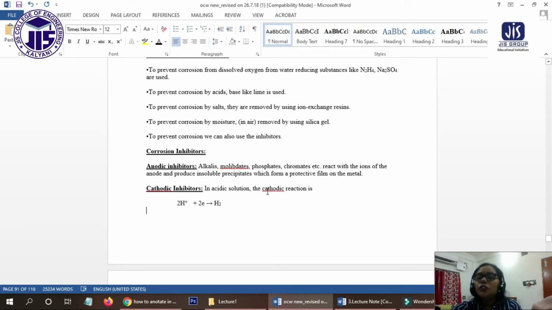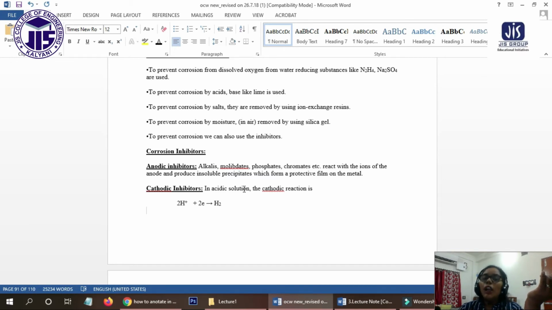So if we use phosphates or chromates or molybdates, what will happen at the anode? We have metal positive ions. That means the metal will form metal molybdates, metal phosphates, metal chromates, and thus they can precipitate out, which will form a protective layer on the metal, right?